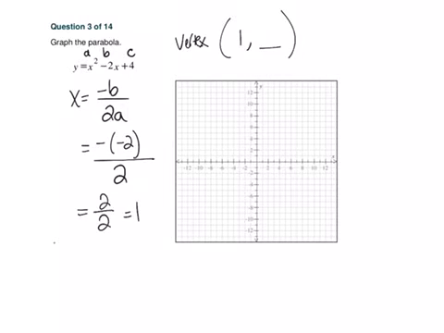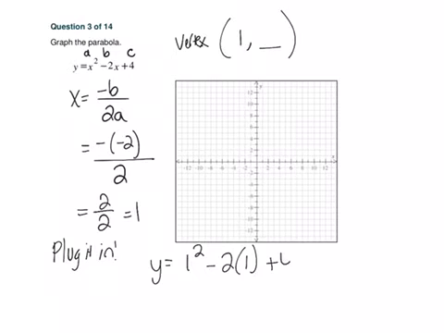So we figure that out by plugging it in. So plug it back into the equation. So we have y equals, x is 1, so 1 squared minus 2 times 1 plus 4. 1 squared is 1, minus 2 plus 4 is, 1 minus 2 is negative 1. Negative 1 plus 4 is 3. So now we just found our other coordinate in our vertex.